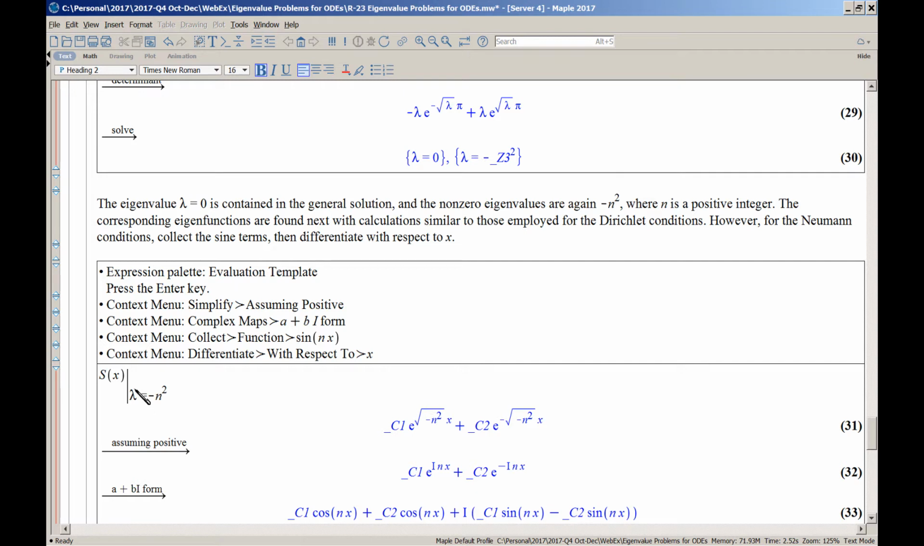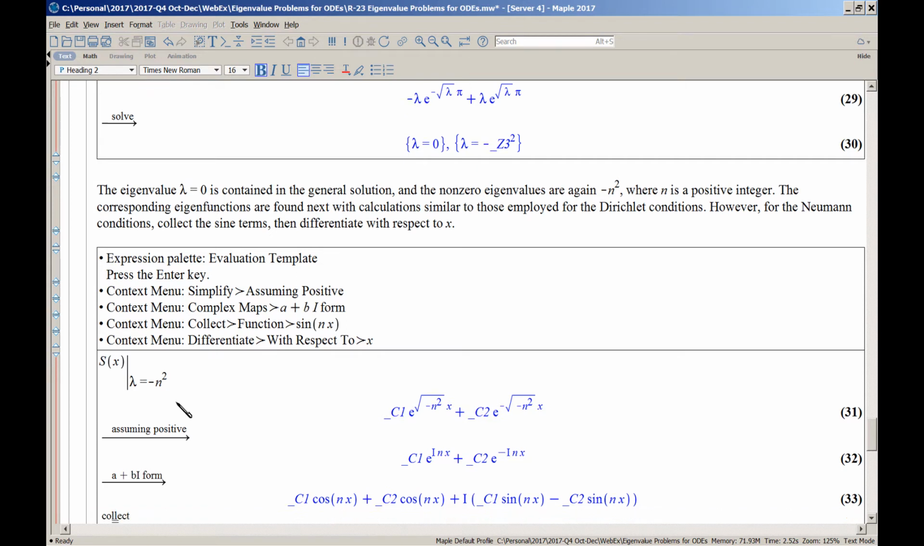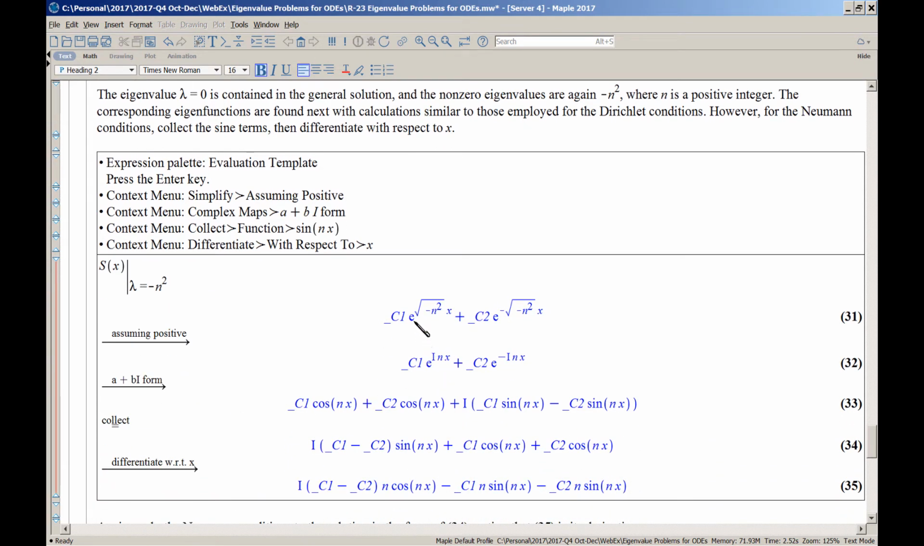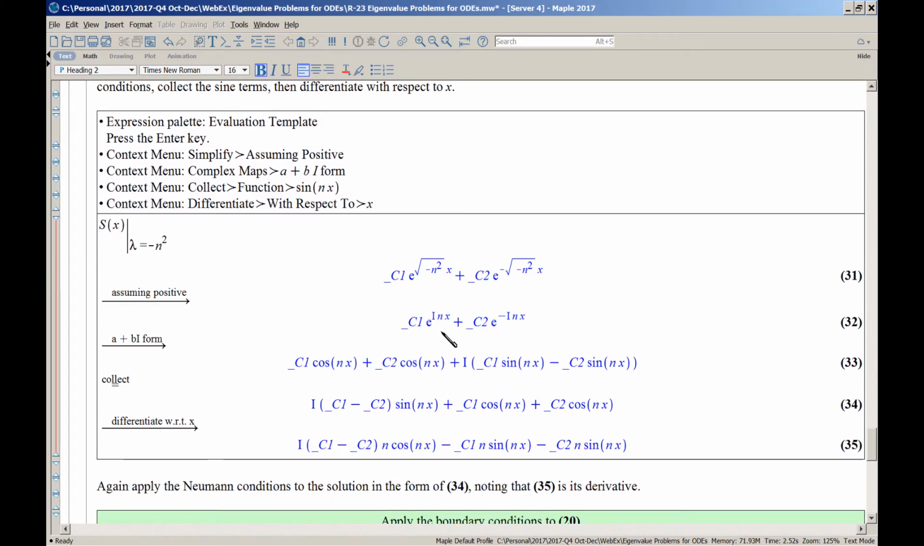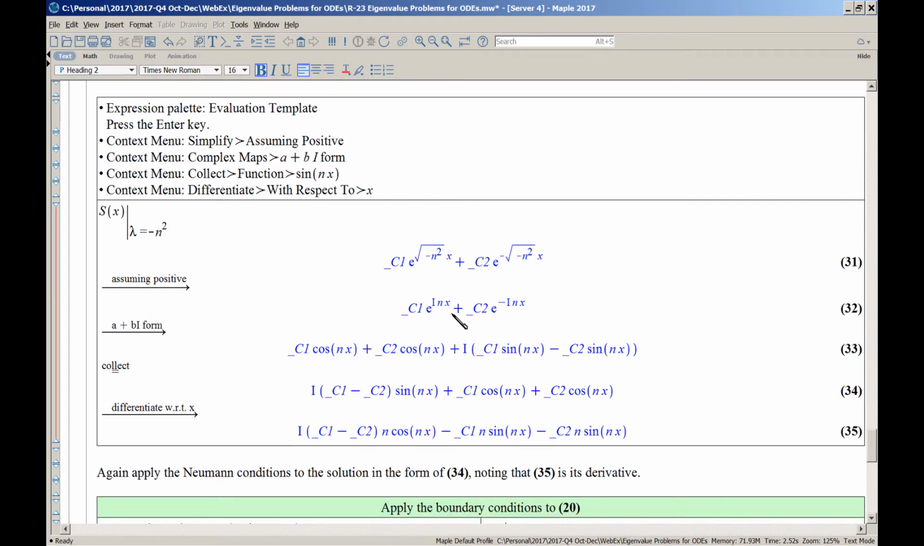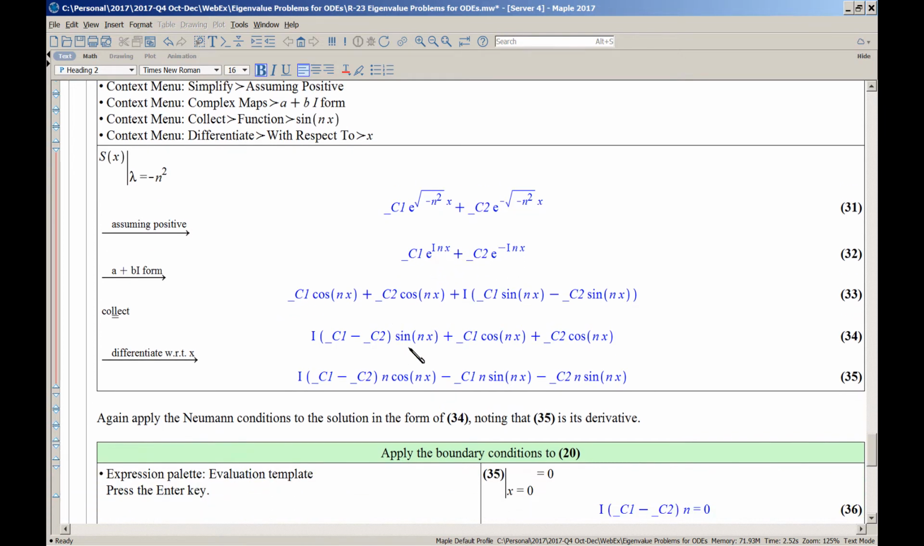So here I'm letting lambda be a minus n squared because it just looks better. This is what the solution looks like. Begin simplifying just as we did before, assuming that n is a positive number. You get this. Maple doesn't know that it's real or an integer. Well, it knows it's real because we said positive, but it doesn't know that it's an integer. So in a plus bi form, each of these imaginary exponentials gives you a sine and a cosine. You want to collect those.